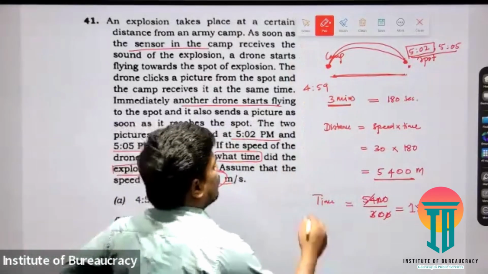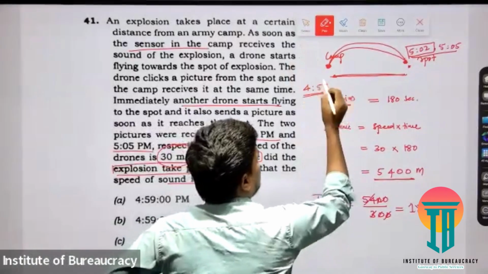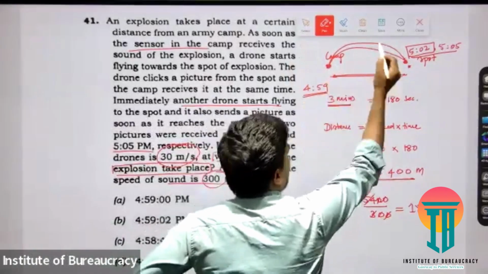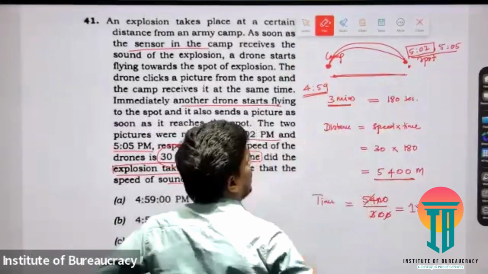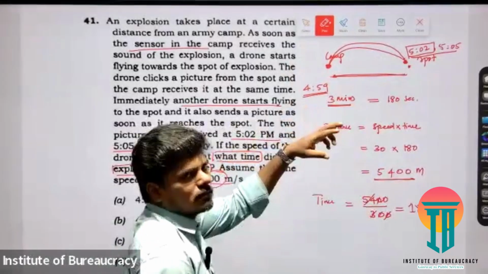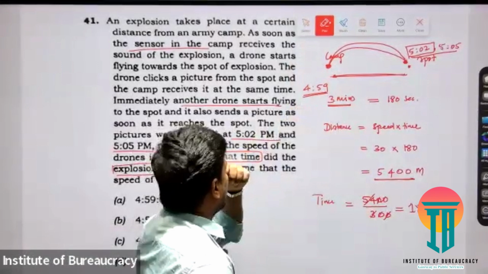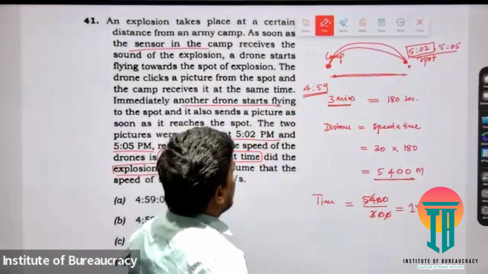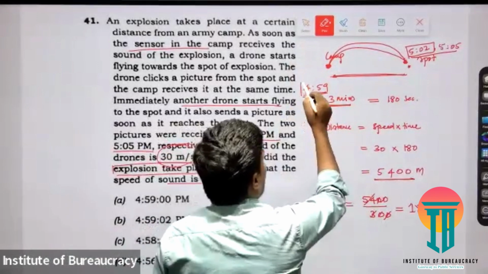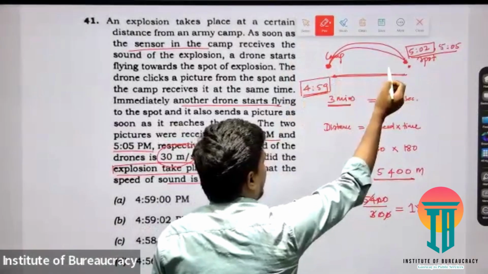459. At 459 only what? The drone would have started from here to reach the spot. 3 minutes it takes. That's the meaning. So 459 would have taken. But this is the time when the first drone started flying.